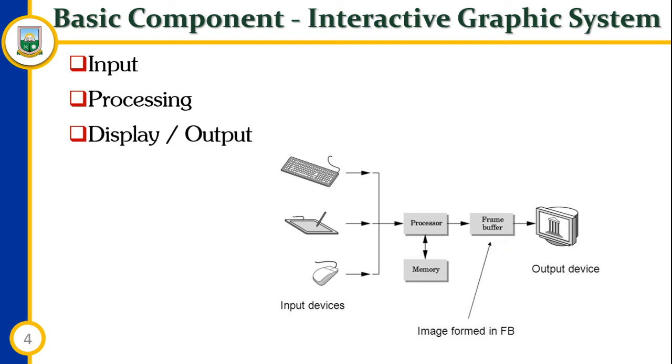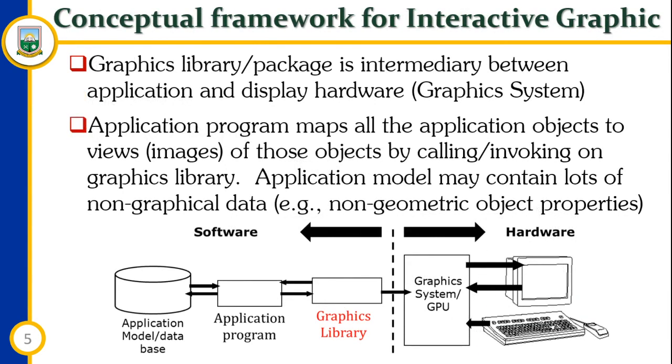Now conceptually, this is what the conceptual framework for interactive graphics looks like. In this case, we have the application model, which is sometimes termed a database. We have the program that is going to run on the computer graphics library. We also have the graphics system, where we have the GPU located. Then finally, we have the monitor that displays the information that we want.